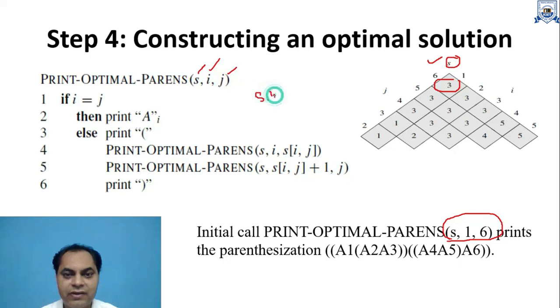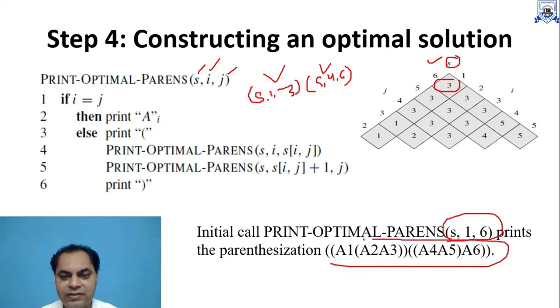Then the problem is divided into S1 3, and the second problem is S4 6. One call is here, another call is here, and with the help of this we get the solution. That means this is the parenthesization: how do we parenthesize our matrices so that we get the minimum number of scalar multiplications? The complexity of this is n square. Okay, thank you.